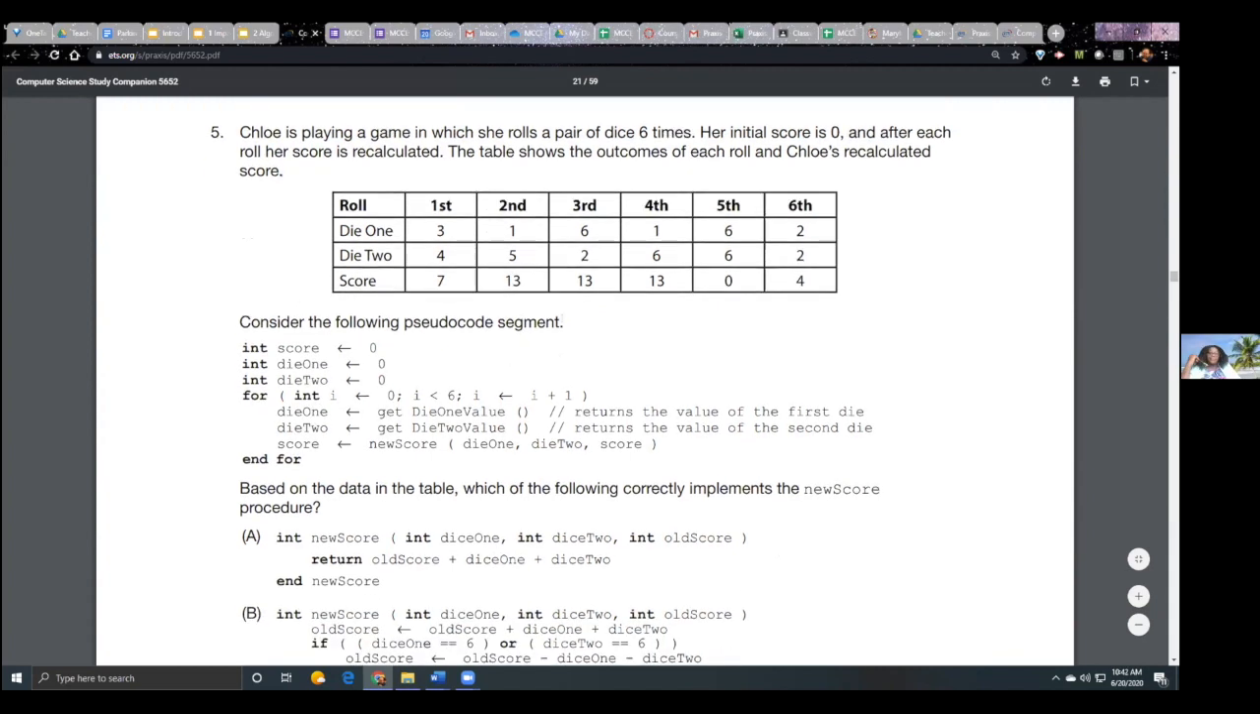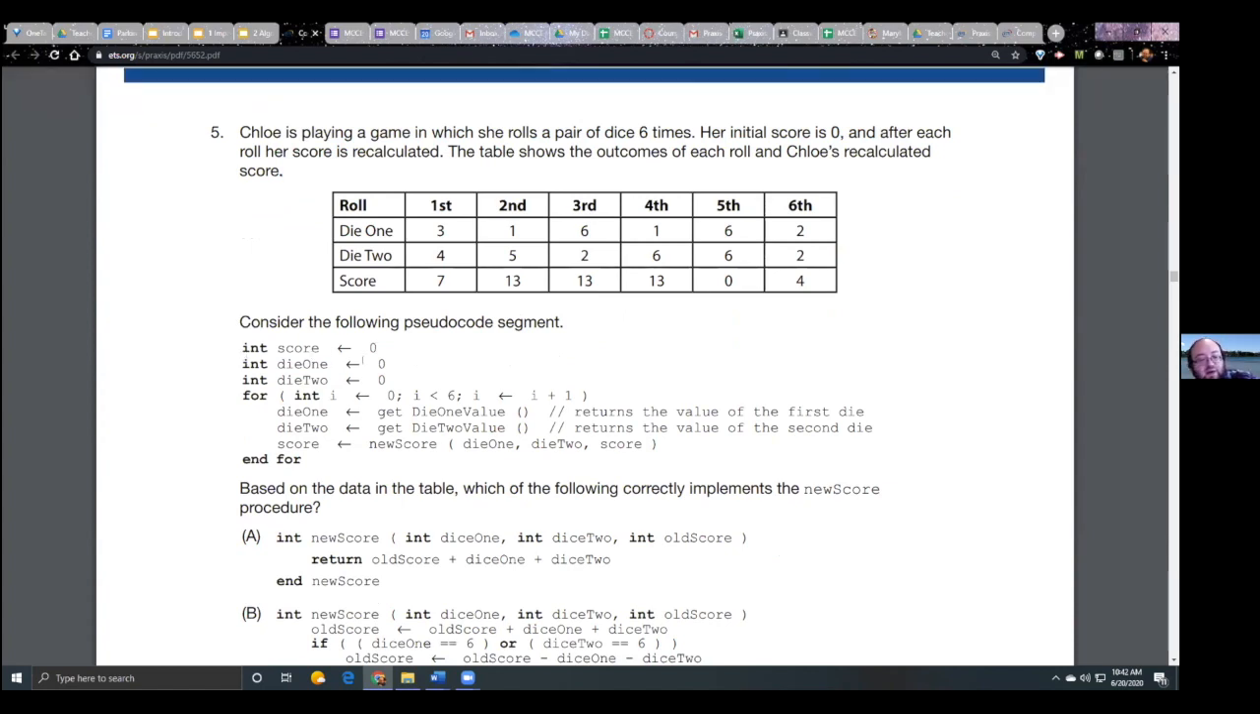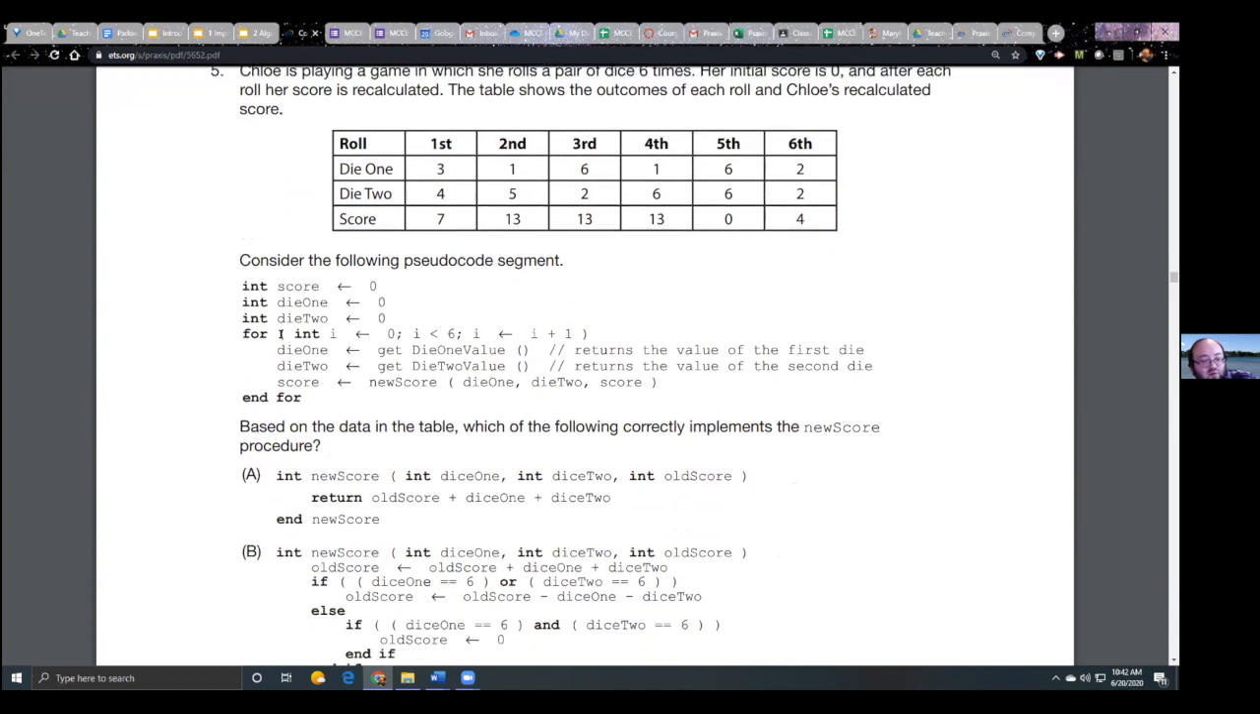Consider the following pseudocode segment. Int score gets 0, or is assigned the value of 0. Int die1 gets 0, int die2 gets 0. We have a for loop, which is marked here, and then there's indentation for the body of the for loop, and then it ends with this end for right here. We're starting with I being initialized to 0, and all values of I less than 6 repeat this for loop. I is being incremented by 1.